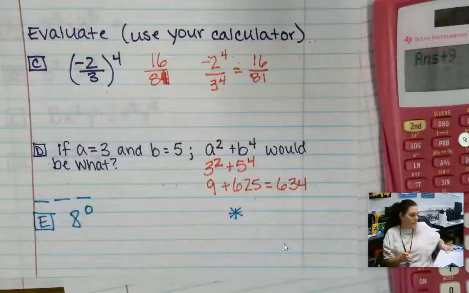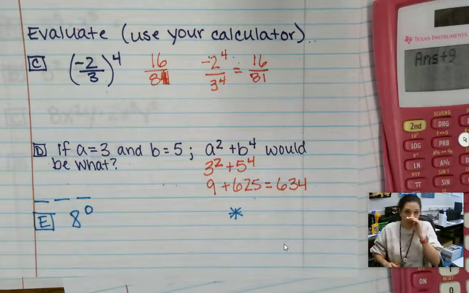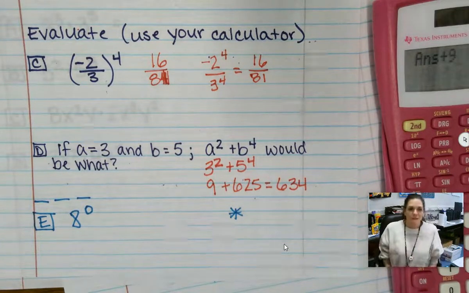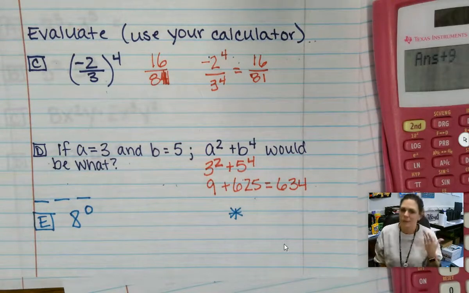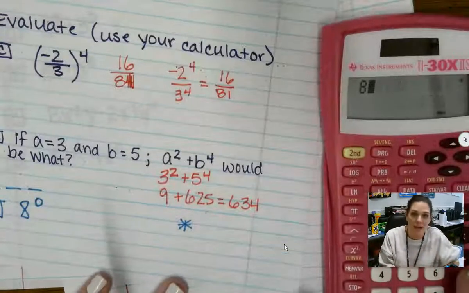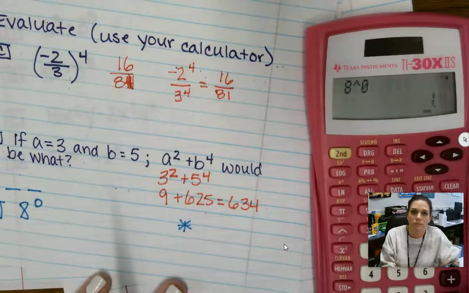And then finally, I have 8 to the 0th power. Now, a lot of times you guys like to say, oh, that's 0. Well, then why did they even have it? Some of you guys like to say, oh, that's 8. Well, then what's 8 to the 1st power? Let's try. Let's see what happens in our calculator. When I type 8 caret 0, I get the number 1.